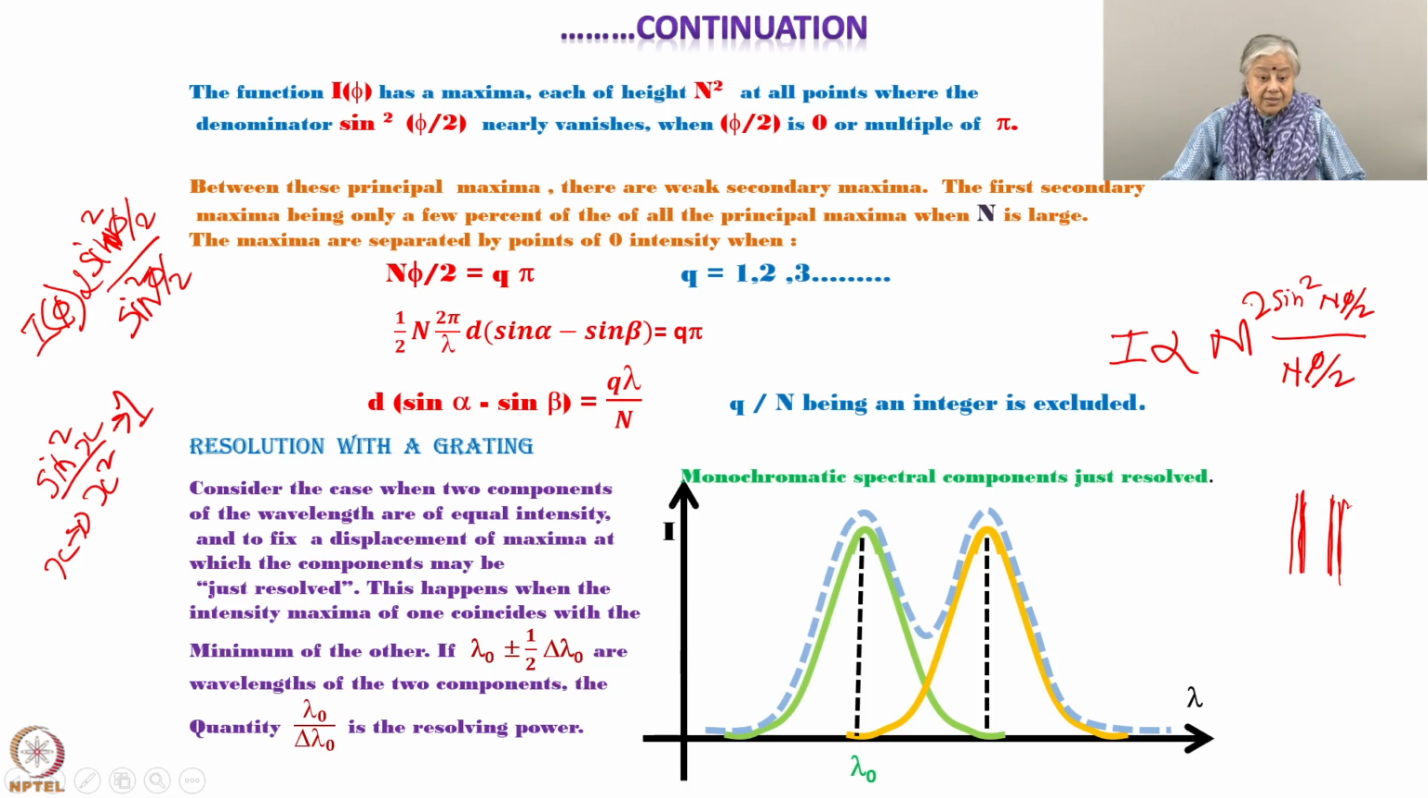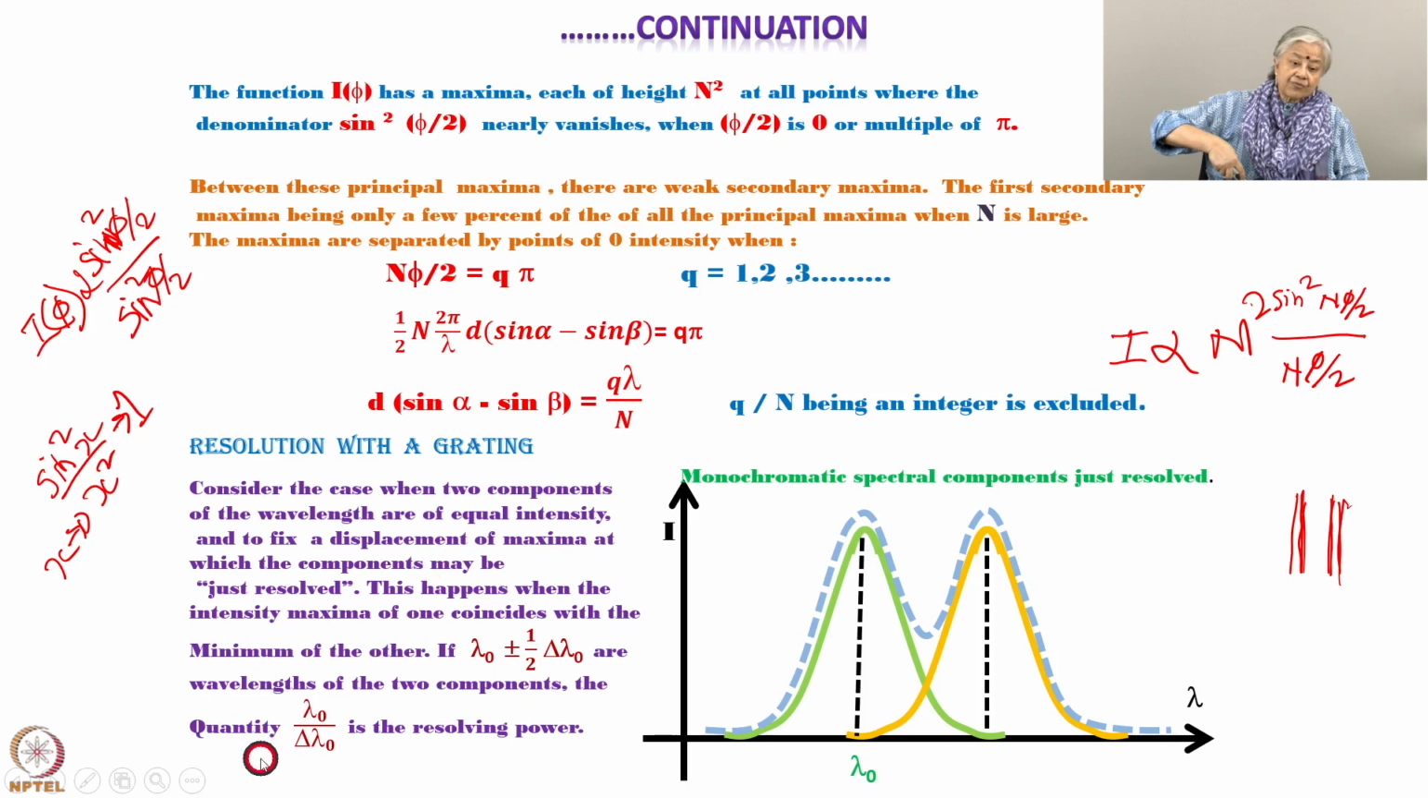This happens when the intensity maxima of one coincides with the minima of the other, and it is the same as saying lambda 0 plus minus half delta lambda 0. Delta lambda 0 is this part, this half part. Okay. These are the wavelengths of the two components. The quantity lambda 0 upon delta lambda 0 is called the resolving power.